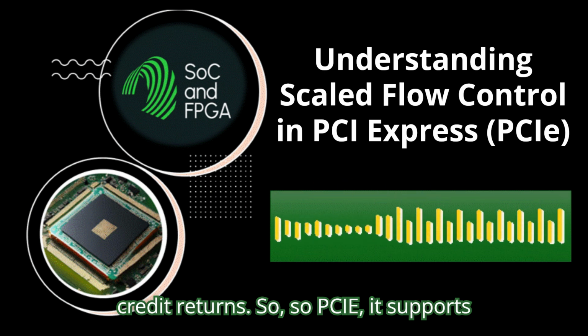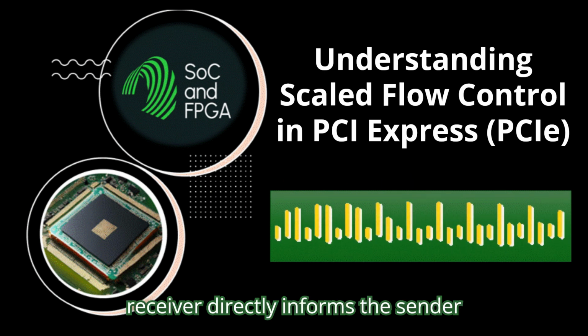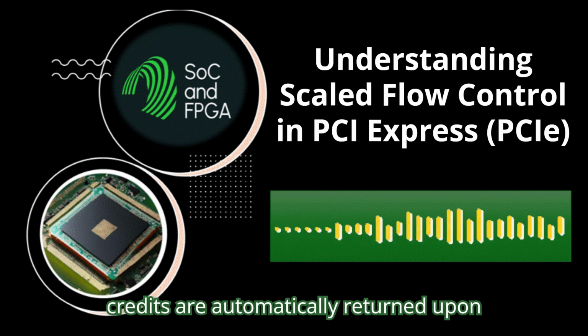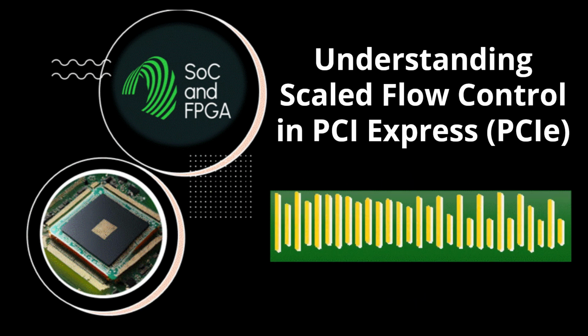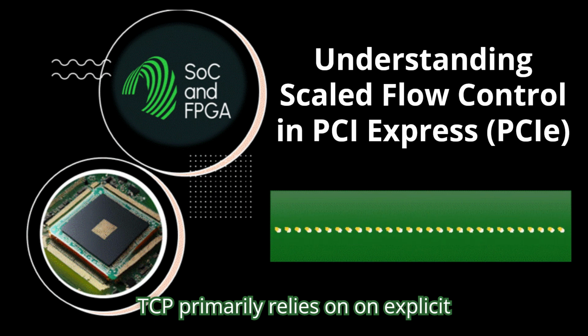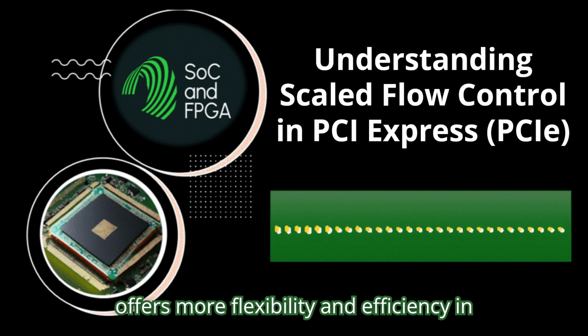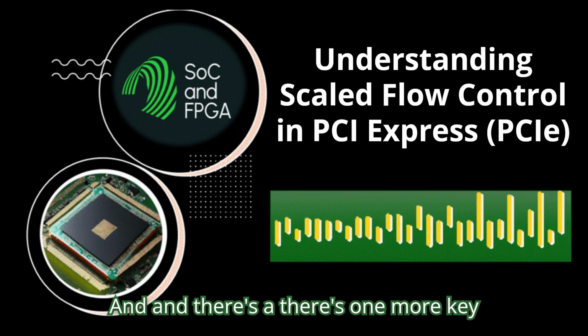So PCIe supports both explicit credit return, where the receiver directly informs the sender about available buffer space, and implicit credit return, where credits are automatically returned upon successful data packet reception. TCP primarily relies on explicit acknowledgments for flow control. So PCIe offers more flexibility and efficiency in managing credit returns then? Exactly. And there's one more key distinction.